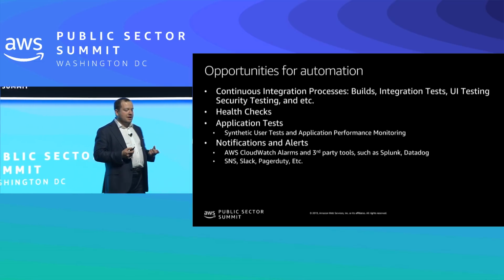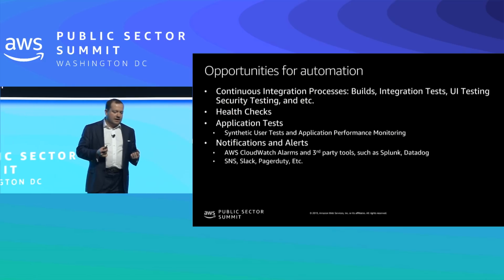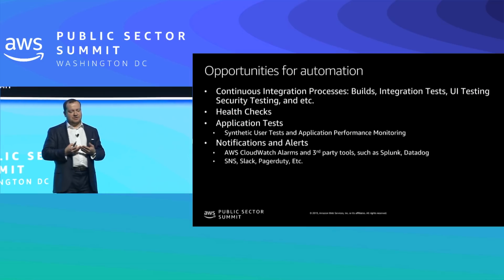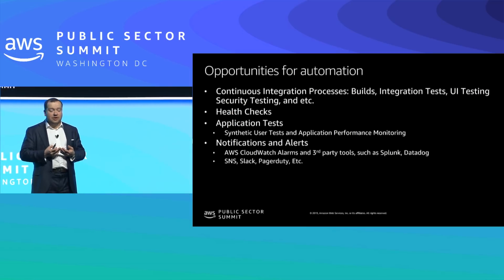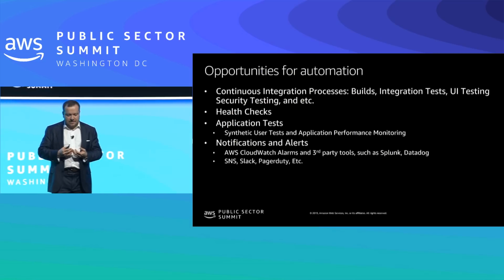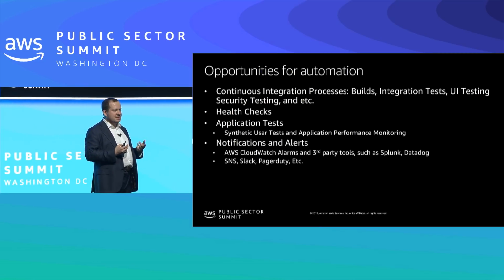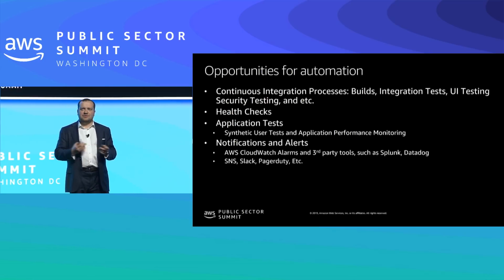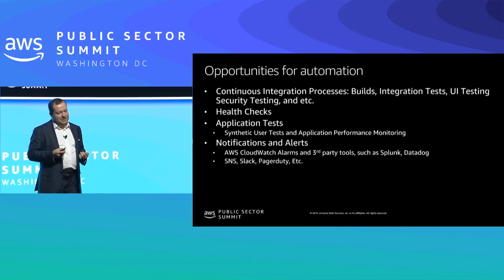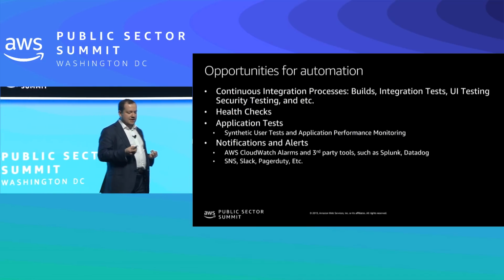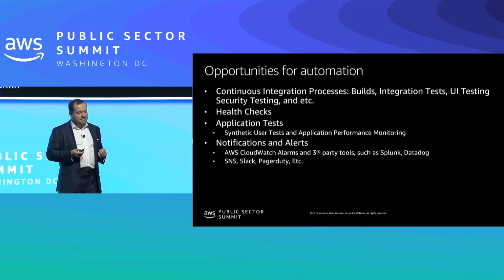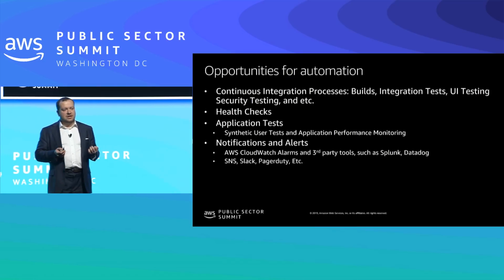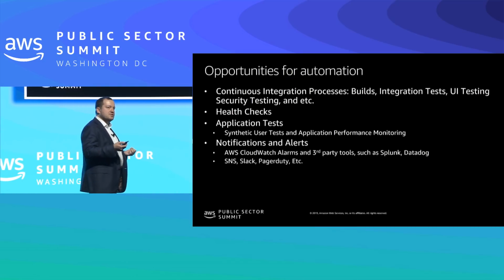So, other opportunities for automation. All of your continuous integration processes, your builds, your integration tests, your UI tests, your security tests, should all be automated. For example, there was a talk a few years ago at re:Invent from one of our service teams about how they automate UI testing, using some open source UI testing suite whose name I forgot. For security testing, we'll talk about how you can automate that in a second. For build, you can use something like CodeBuild. For integration tests, CodePipeline supports CodeBuild, or you can use Jenkins, for example.